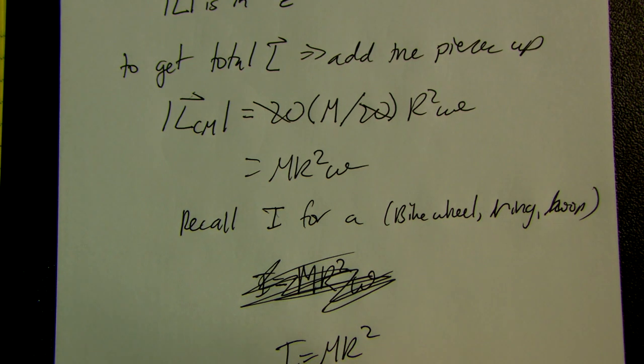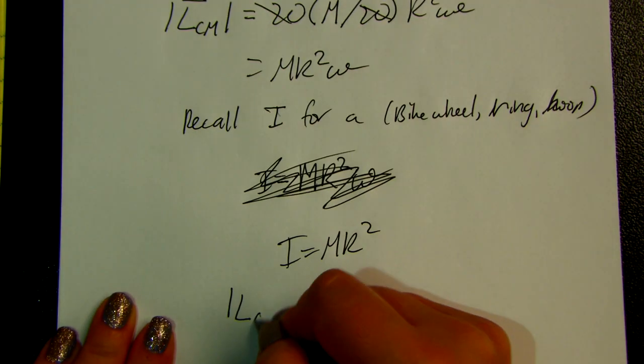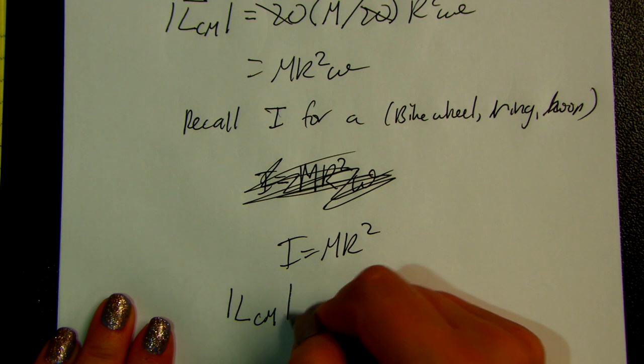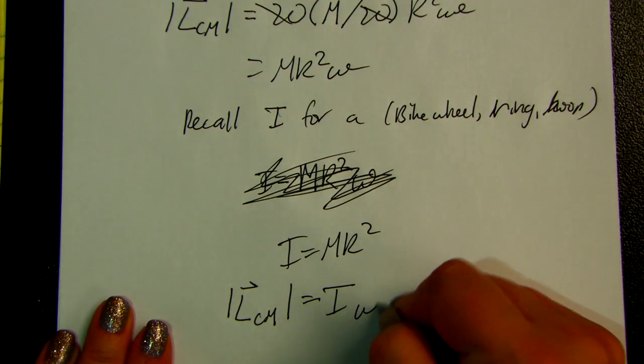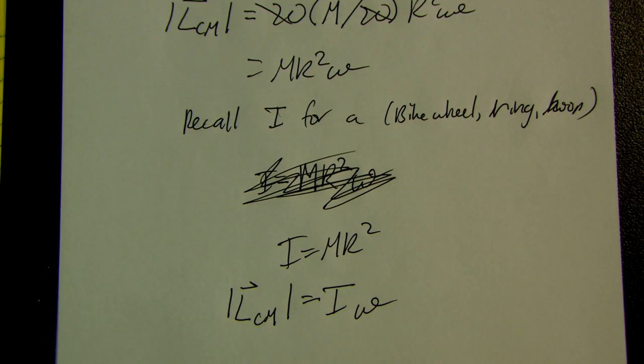So therefore, the magnitude of the angular momentum about the center of mass is equal to the moment of inertia times omega. And also what you can see is the number of pieces didn't matter. They were going to cancel out no matter what. I could have said, let's divide it into 2 million pieces of equal mass, and we would have canceled out the 2 million.